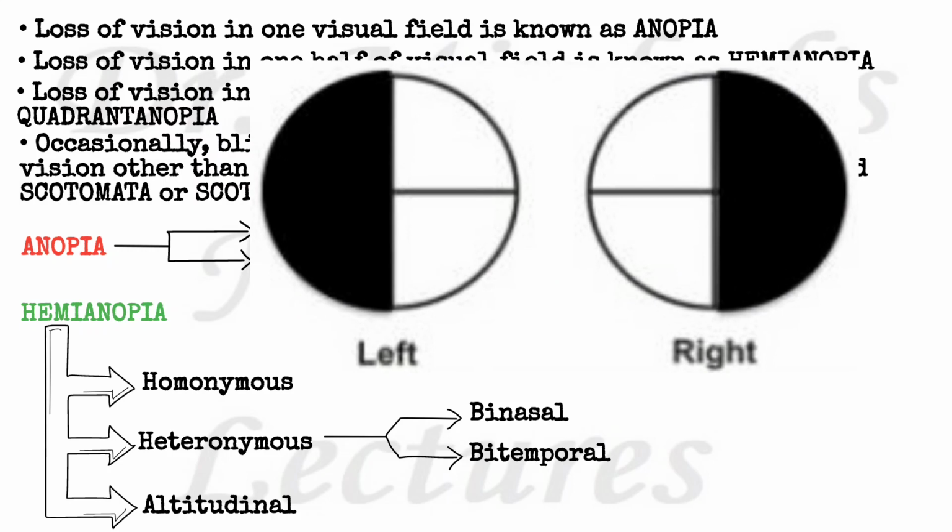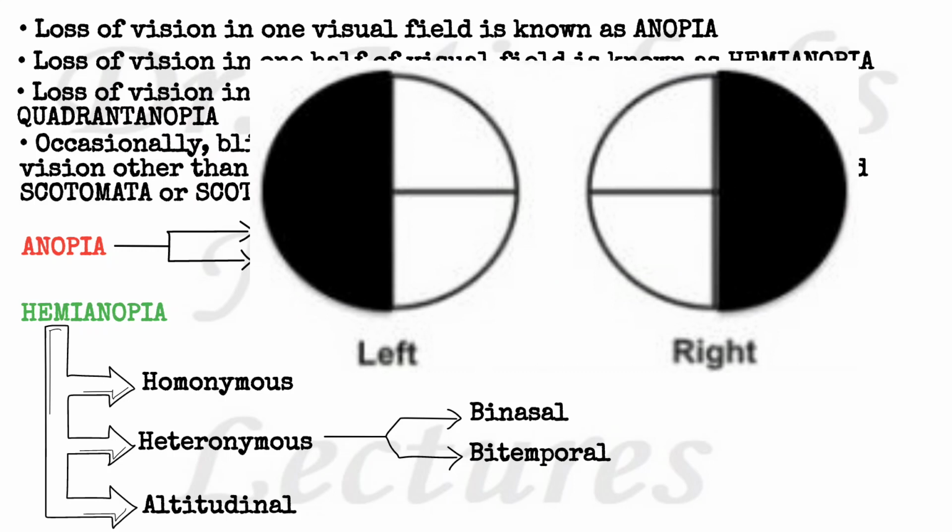In case of binasal heteronymous hemianopia, there will be loss of fields surrounding the nose. It occurs due to dilated third ventricle, which forces the angle of chiasma against carotid arteries. It may also occur due to dilatation of carotid arteries on both sides, thereby compressing the lateral uncrossed fibers in chiasma from both sides.